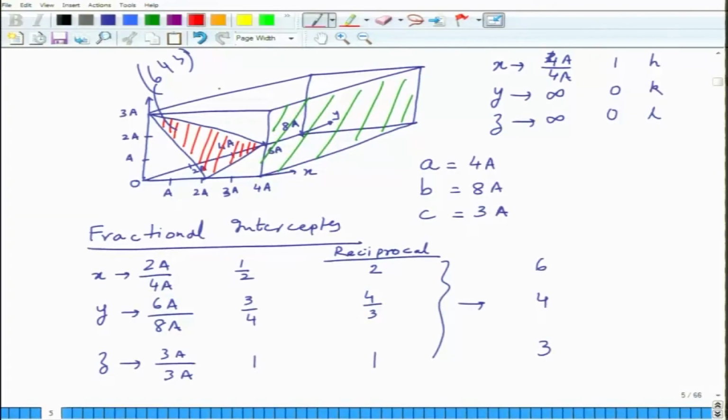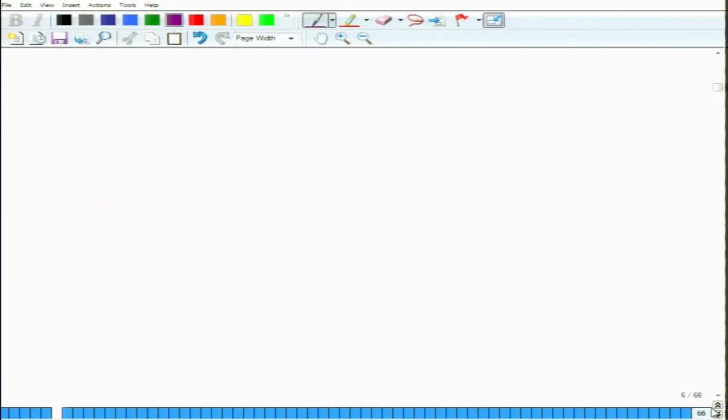Likewise, if you look at this plane, this is parallel to the y and x axes. It has an intercept of 1 on the z axis. So this will be 0, 0, 1. Similarly, the one on the front will be 0, 1, 0. So this is how you determine the crystallographic plane.